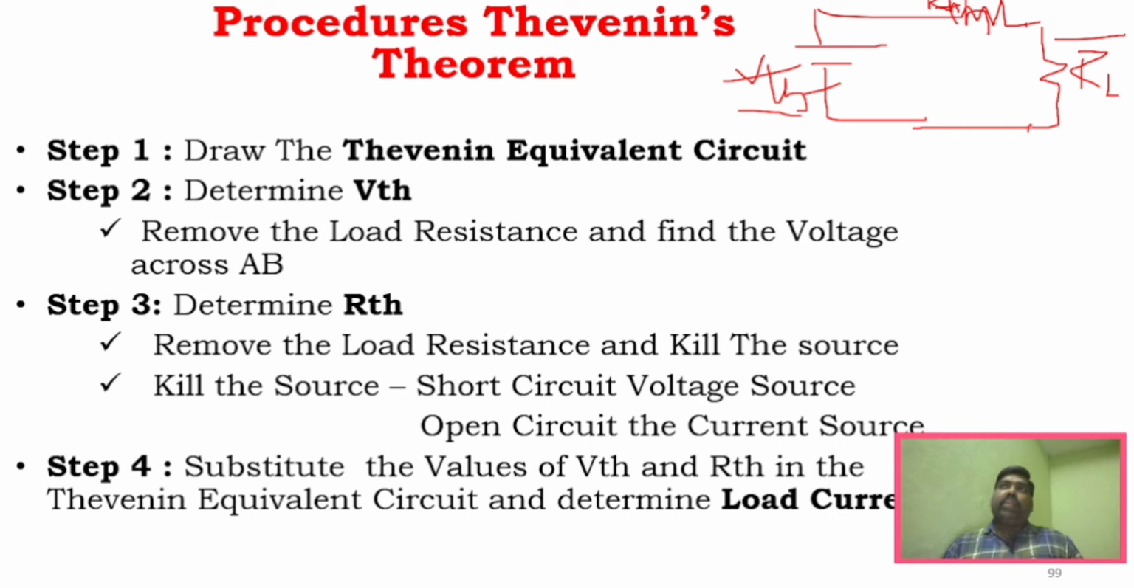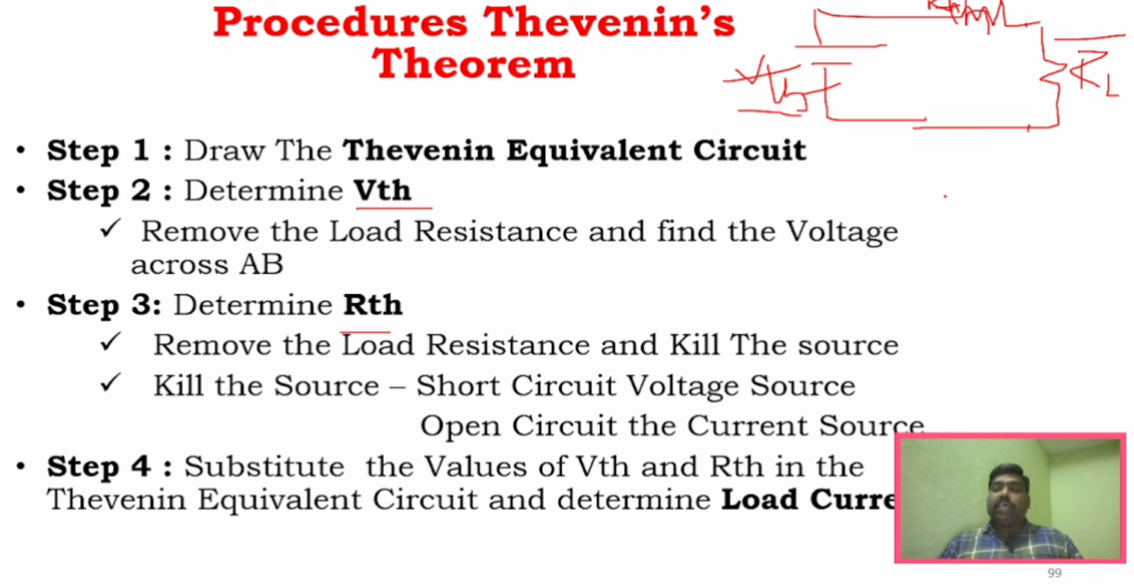And then you have to find out RTH. How will you find RTH? Here, not only must the load resistance be removed, you also remove the source. Whereas for finding VTH, you only remove the load resistance, to find RTH we have to remove the load resistance and also kill the source.